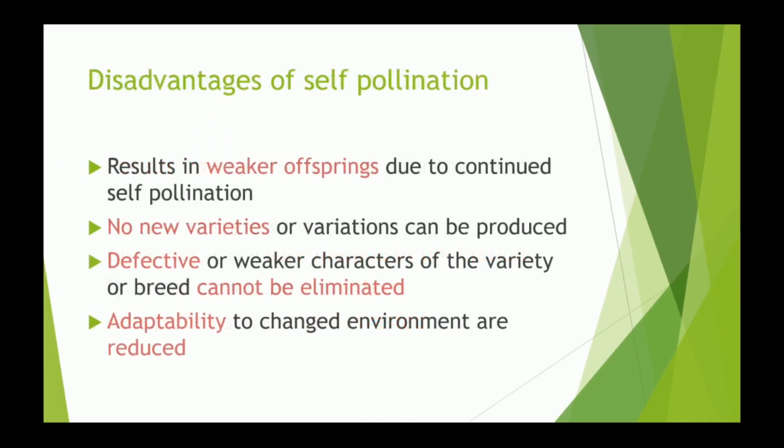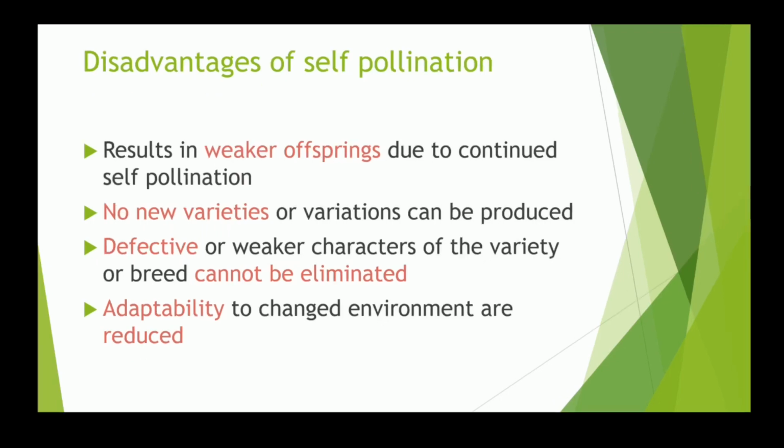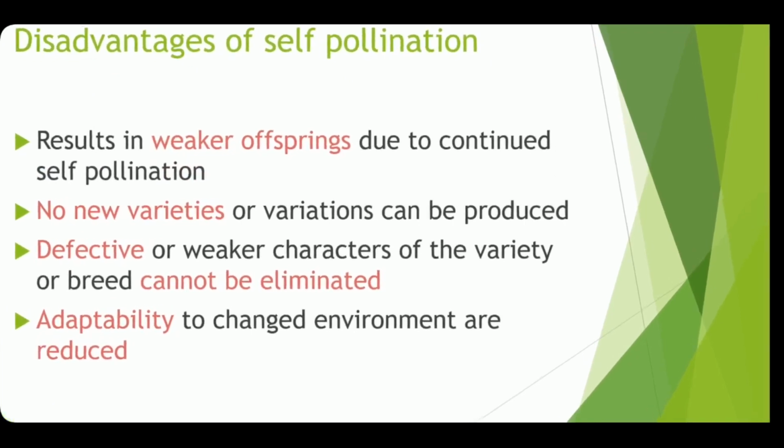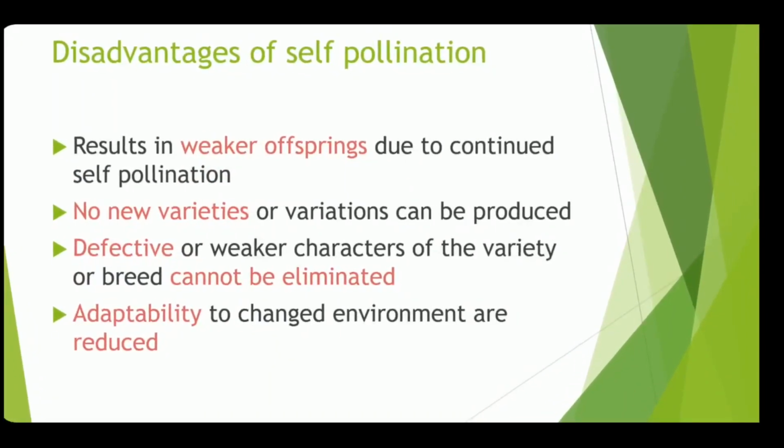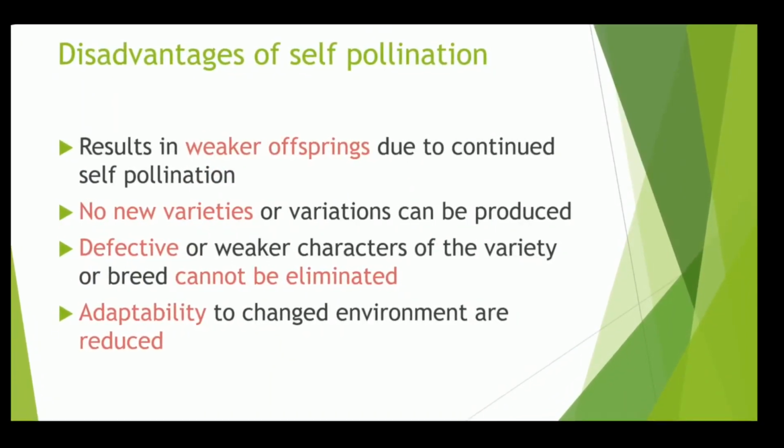Now disadvantages of self pollination. Though there are some advantages, there are disadvantages also. The first one is that if there is continuous self pollination, then weaker offsprings are produced. Second thing is that no new varieties or variations can be produced. The same type of species, the same type of organisms are produced.